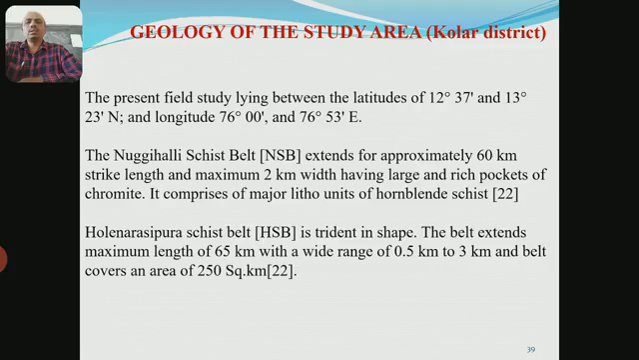The Nuggehalli schist belt extends for approximately 60 km strike length and maximum of 2 km wide, having large and rich pockets of chromite. It comprises major lithological units of hornblende schist. Valanarshipura schist belt is trident in shape. The belt extends a maximum length of 65 km with a width ranging from 0.5 km to 3 km, and the belt covers an area of 250 square km.